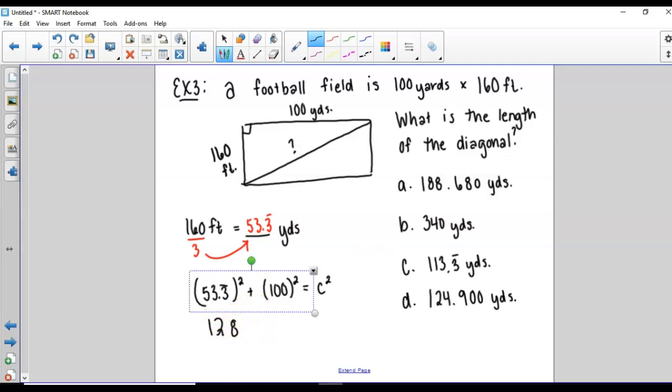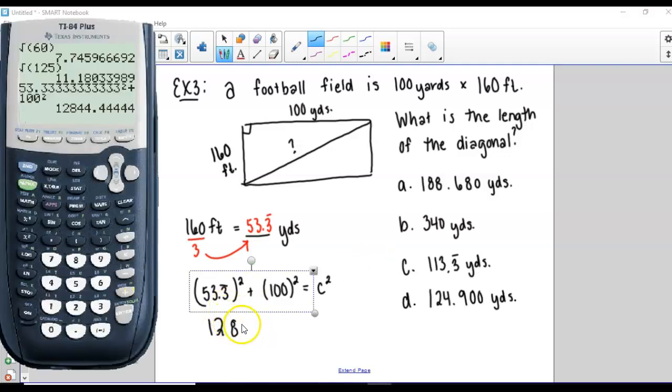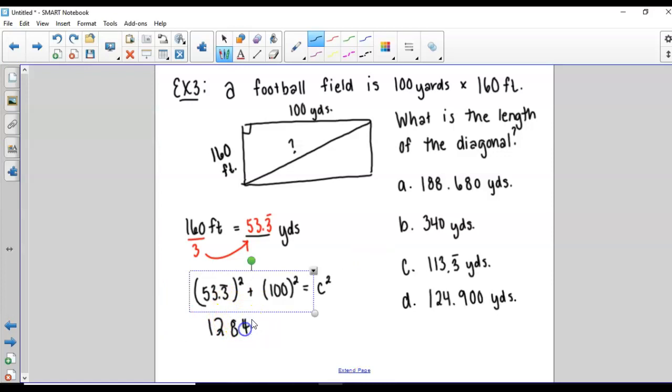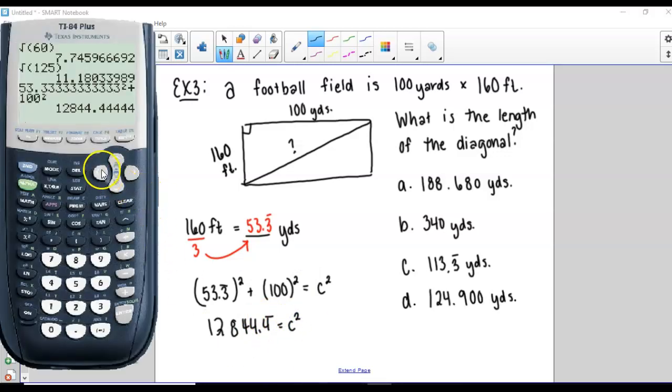What was that? 4.4 repeating equals C squared. Let me show you something on this calculator. That's a repeating decimal. I can type this in with that number and just put a lot of 4s.